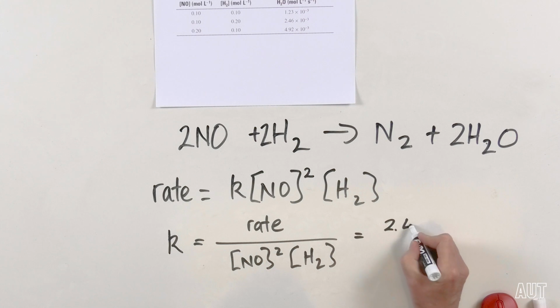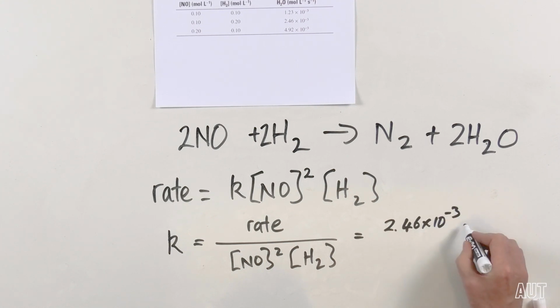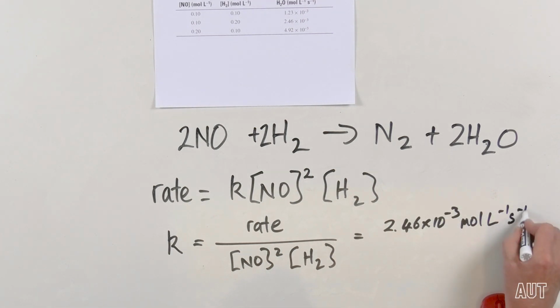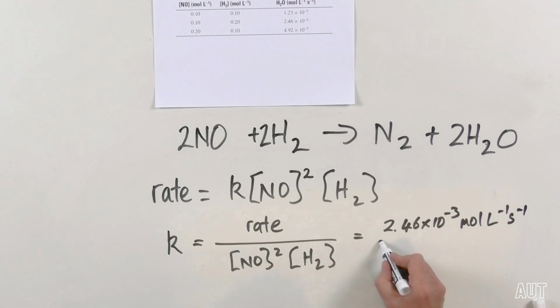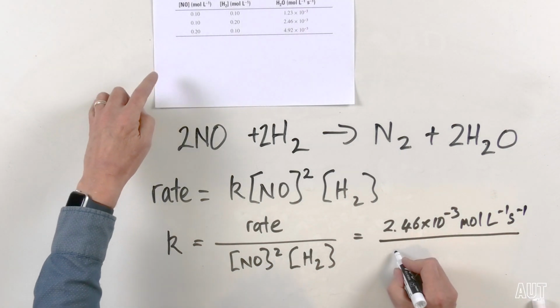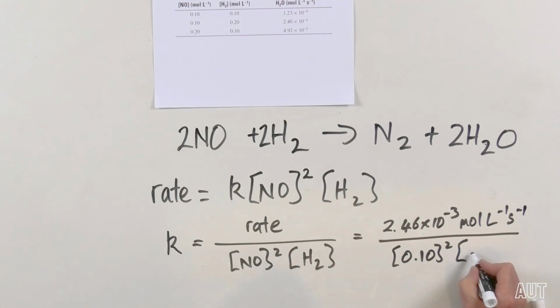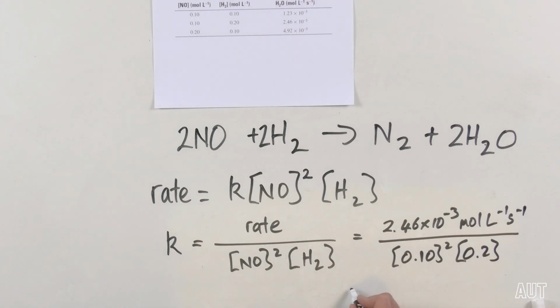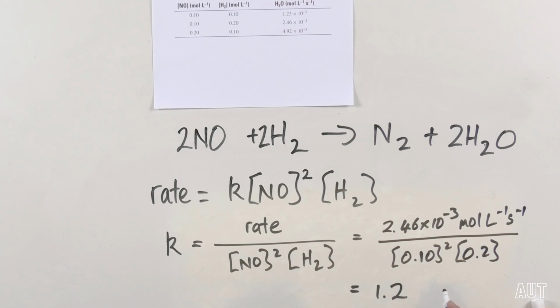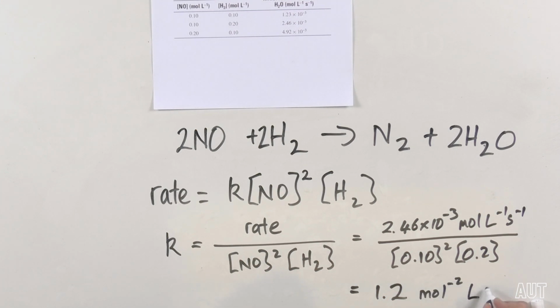So that's going to be 2.46 times 10 to the negative 3 mole per litre per second. And that is going to be divided by, in that case, the NO concentration, which is 0.1 squared, and the H2 concentration, which is 0.2. And the answer that you get for that is then going to be 1.2, and we're getting very unusual units here: mole to the minus 2 litres squared seconds to the minus 1. Very, very unusual, okay? But it all works out.